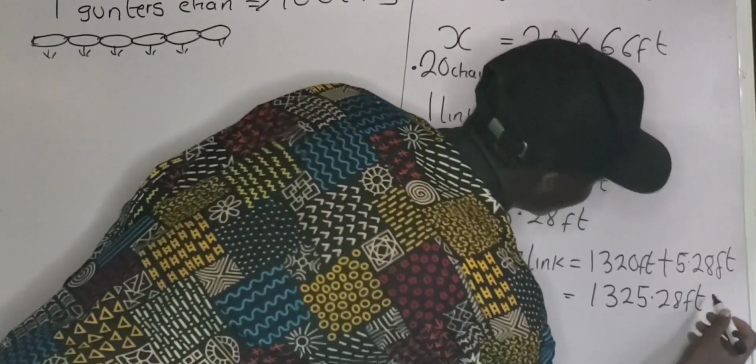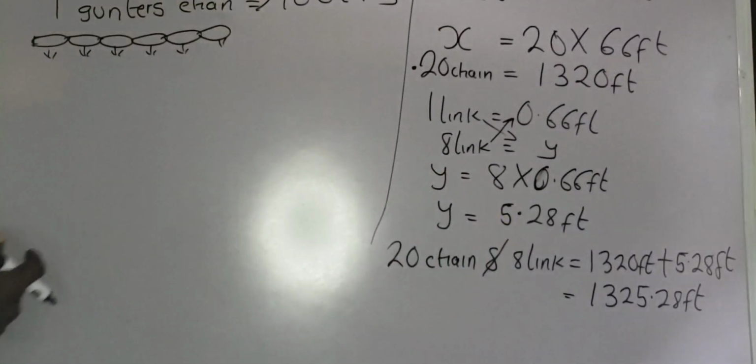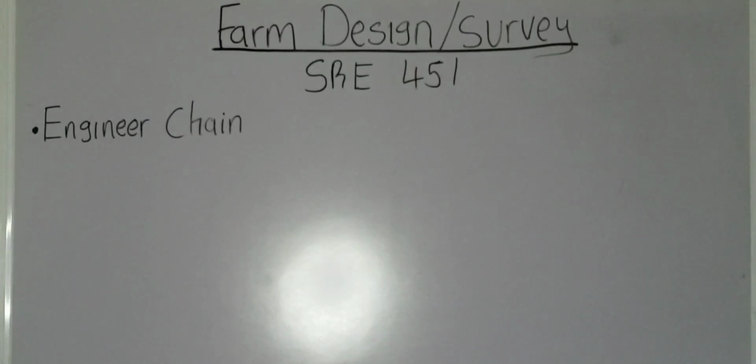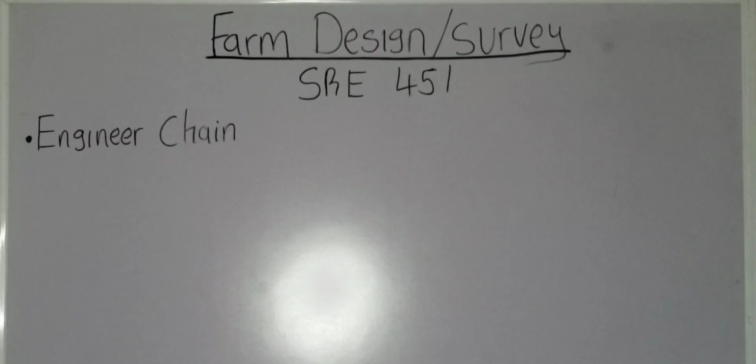1,325.28 feet. You understand? So that is how to calculate and represent any length in Gunter's chain, that is, how to represent it in feet. Do you understand? Now, another chain we are going to talk about in this video is the engineer chain. One engineer chain is equal to 100 feet.